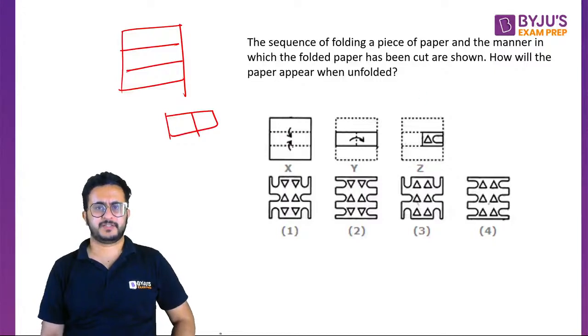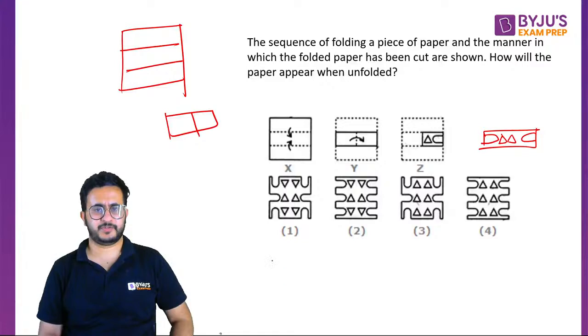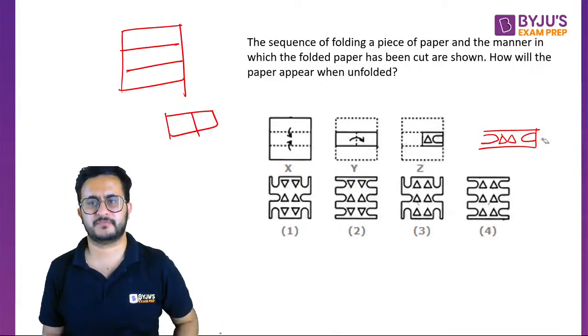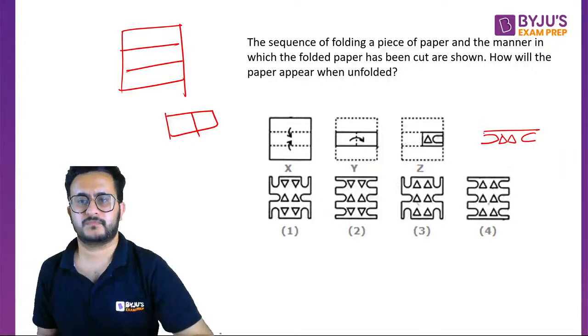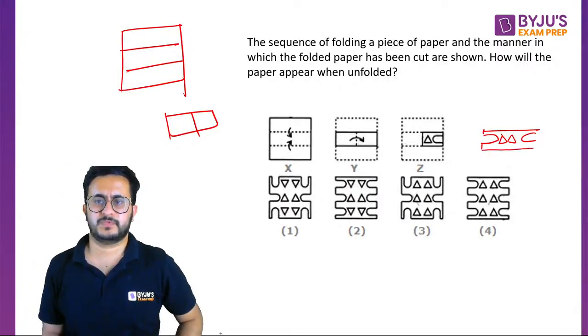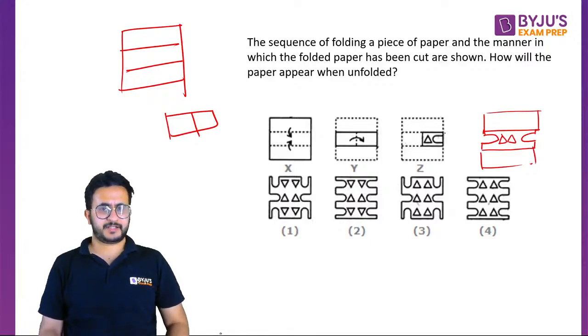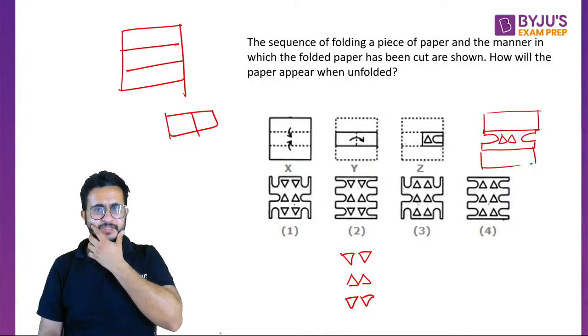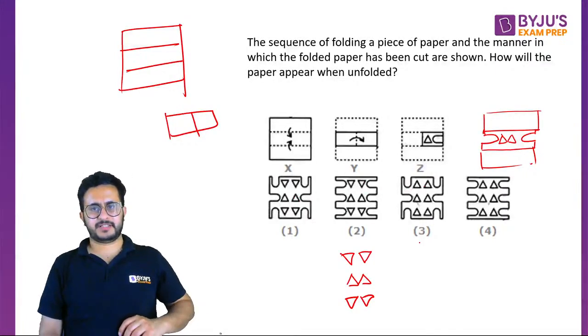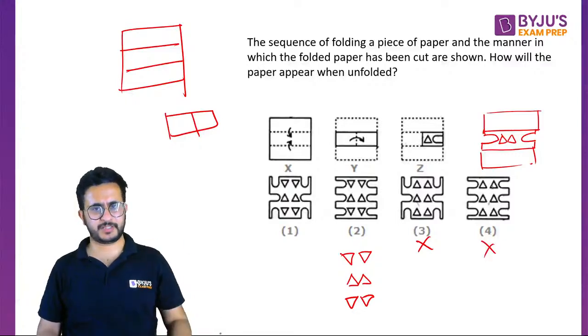So obviously, when it is converted to this shape, we will have two triangles like this, and this will be a C shape like this, cut like this, right, with open face on this side. With this face, right? When we further open it up and down, so these triangles will reflect, right? So upper two triangles will be like this, and the lower two triangles will be like this. So in this case, these all triangles are straight, so we can eliminate option 3 and 4.